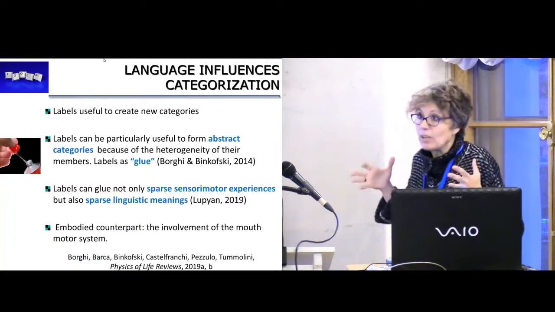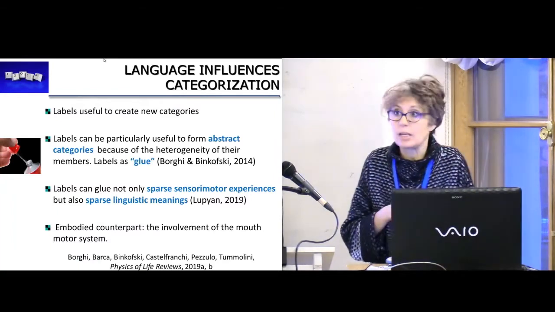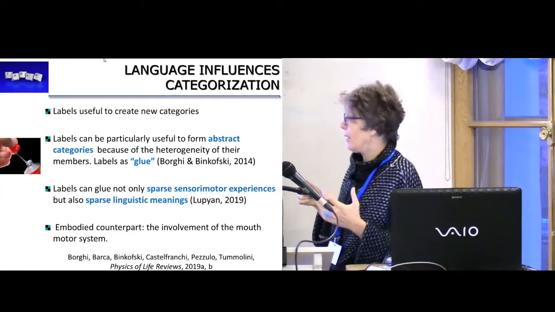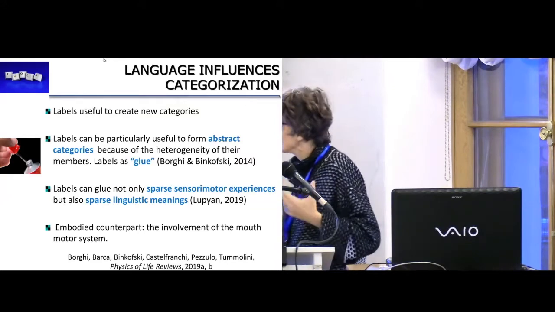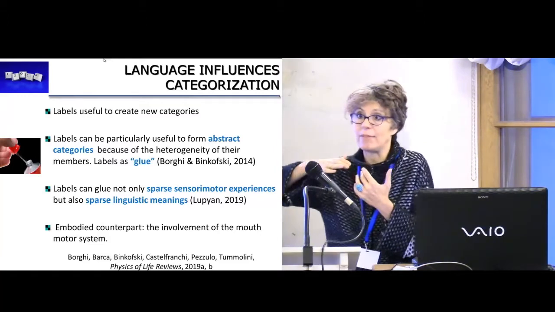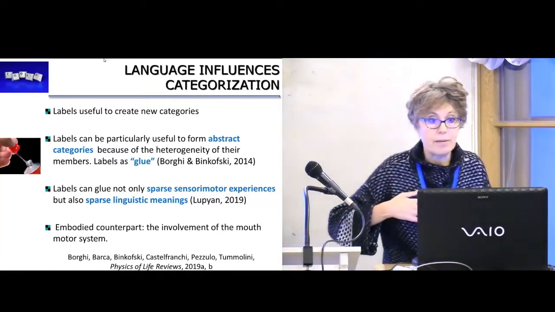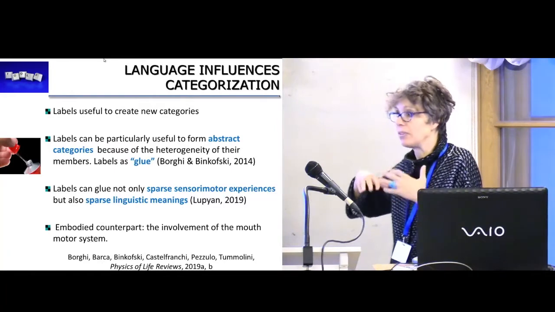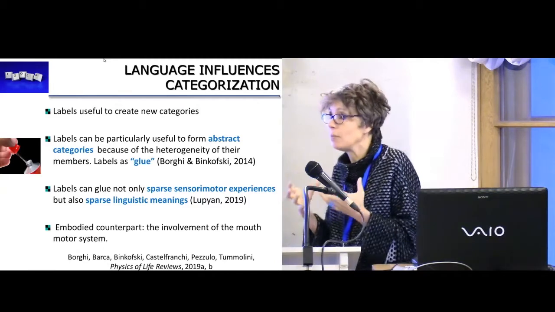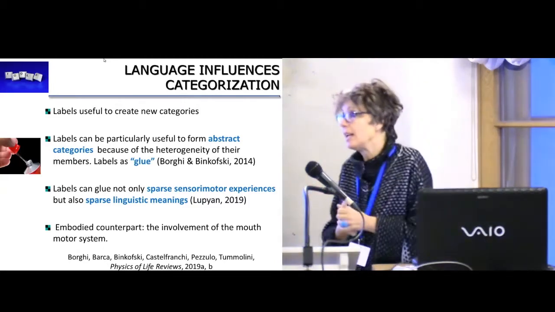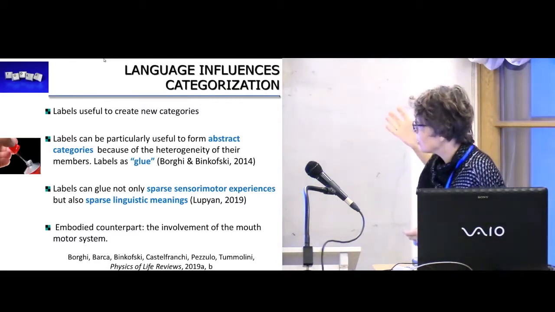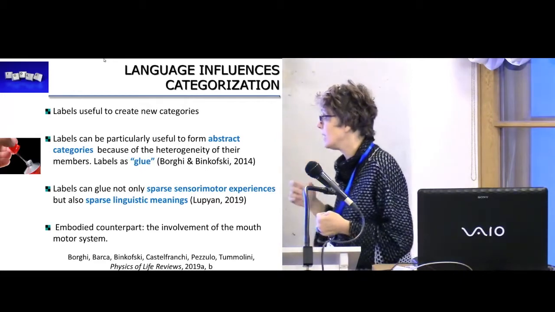So to say, language influences categorization, and why? Because labels are useful to create new categories. And I'm going to contend that labels are particularly used to create abstract categories. Why? Because abstract categories are characterized by very heterogeneous exemplars. So the exemplars differ extensively one from the other, and so labels can work really as glue that puts together different examples. And labels can glue both sparse sensory motor experiences, but also sparse linguistic meanings.